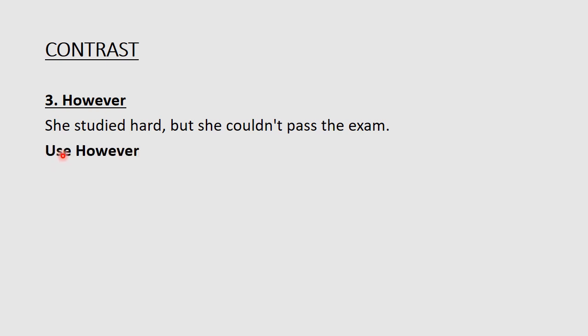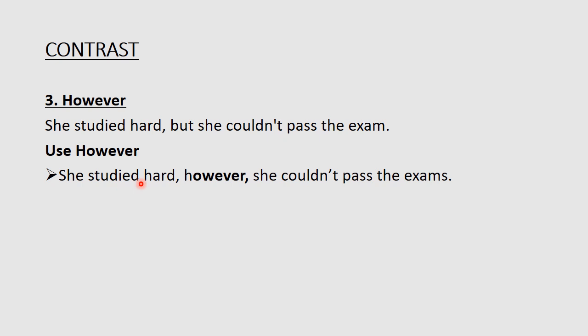The question is to use however. The answer is she studied hard, comma, then but, which we're going to replace with however. At the end of however, you have to put a comma. Don't forget this when you're writing a composition. At the end of however, put a comma. She studied hard, however, she couldn't pass the exams.